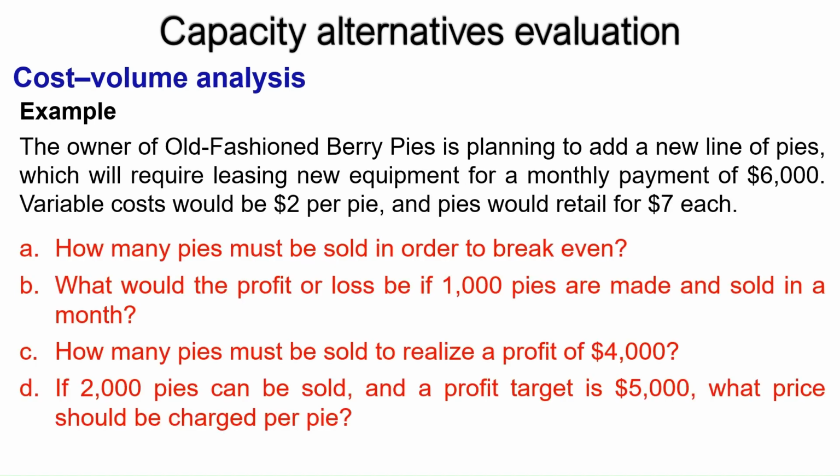How many pies must be sold in order to break even? B. What would the profit or loss be if 1,000 pies are made and sold in a month? C. How many pies must be sold to realize a profit of $4,000? D. If 2,000 pies can be sold, and a profit target is $5,000, what price should be charged per pie?